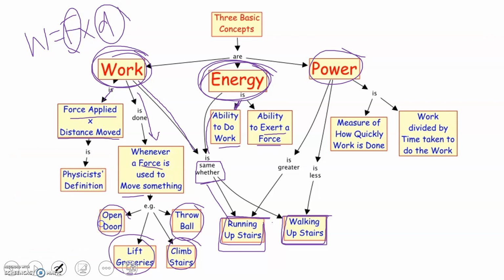Now, let's look at power. So if we look at power, power is a measure of how quickly work is done. So remember, work divided by time taken to do the work. So remember, we used power equals work divided by time. So power takes into account time. We want to know how fast or slow you were doing that work.